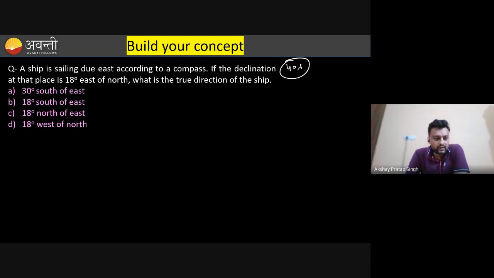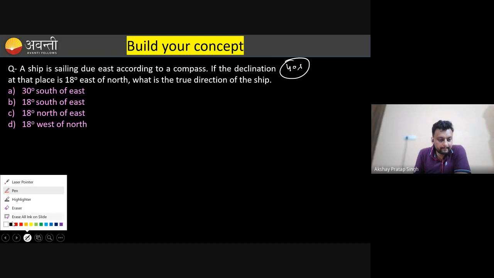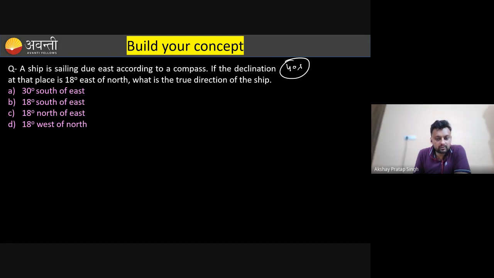I hope that you have read the question. Now I will discuss it. What does it say? A ship is sailing due east. That means there is a ship which is moving in the east direction. But this east direction is according to a compass, not the geographical east. They are saying that according to a compass, it is moving in the east direction.